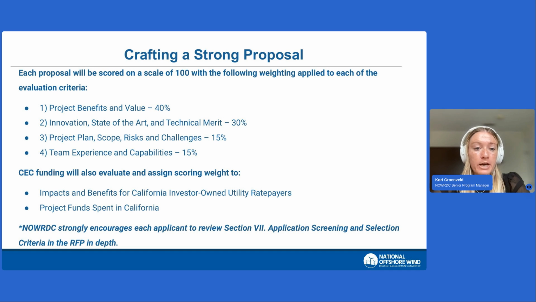Then there will be additional scoring criteria assigned to the allocation of California Energy Commission funding. This includes impacts and benefits for California investor-owned utility ratepayers and also project funds spent in California. More information again is available in our RFP in the section pertaining to application screening and selection criteria. We really encourage you all to review this in depth prior to submitting your proposal.